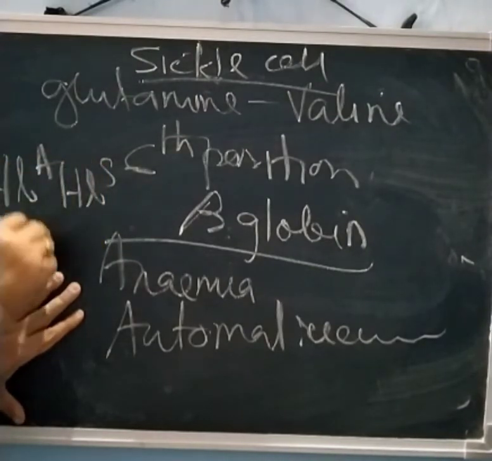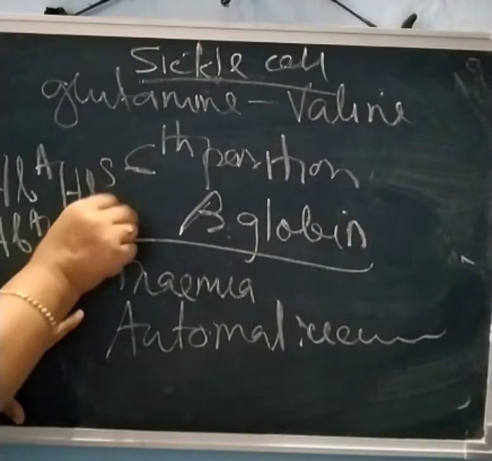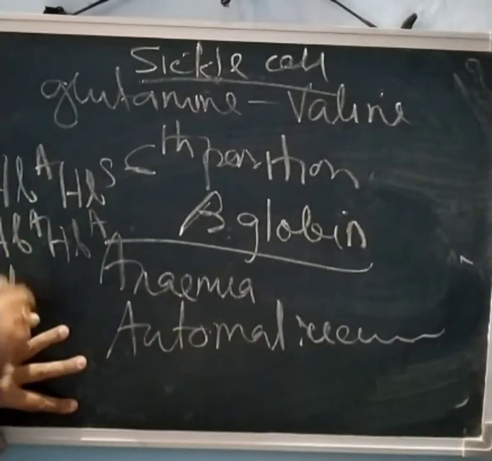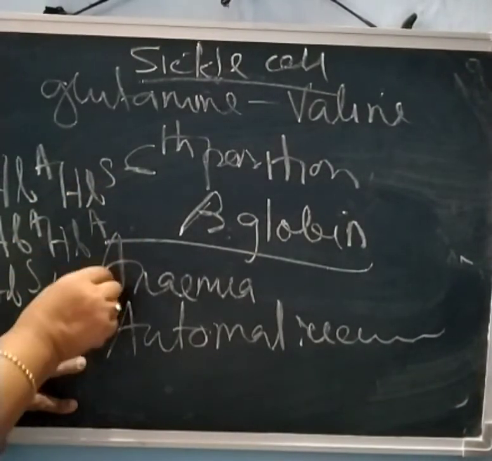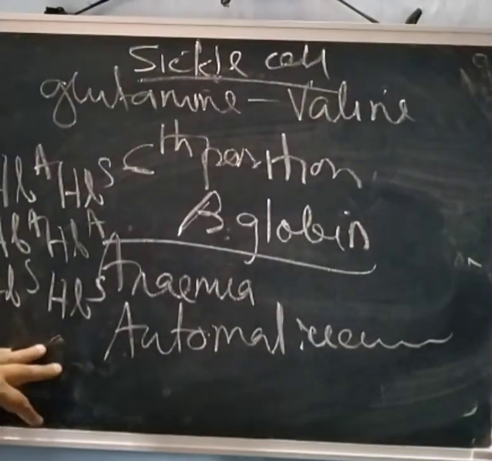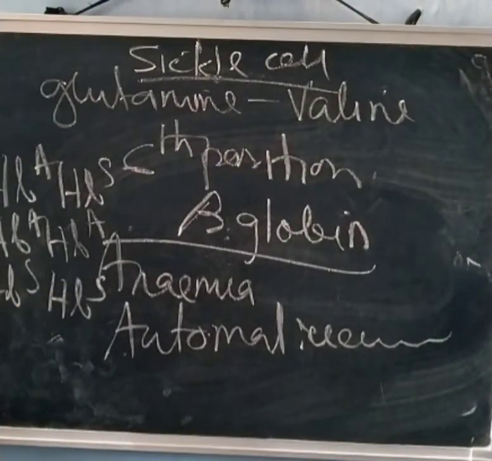Now here, HBA and HBA is the allele which is normal. But if I say HBS HBS, this is highly affected. So these are the two alleles which denote who is diseased and who is not. So it is caused by the substitution of glutamic acid.